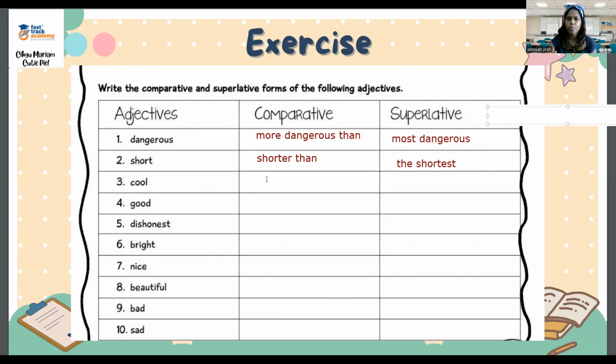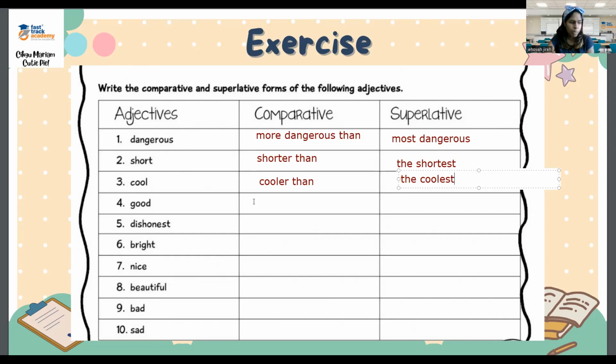Okay. Number 3, comparative. What do you say? Cooler than. You compare two things. And how if it is superlative? The coolest. It's the coolest place on earth.